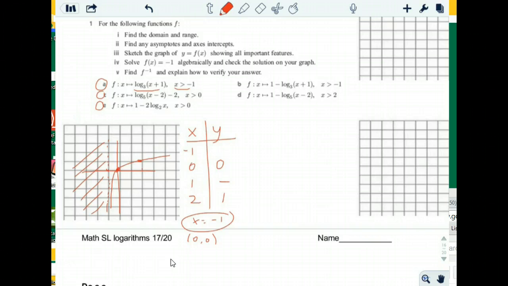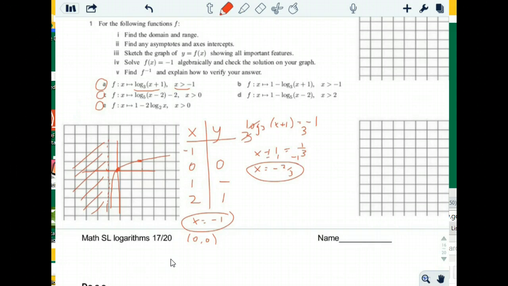Solve f of x equals -1 algebraically and check your solution on your graph. So let's put f of x equals -1. We'll put log base 3 of x plus 1 equals -1. And then we will take 3 to each side, 3 to the log base 3 of x plus 1 and 3 to the negative 1. These will cancel each other out, so we get x plus 1 equals 1/3. Then we subtract 1 from both sides, and x equals negative 2/3.